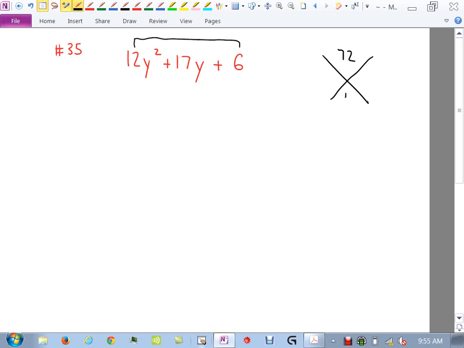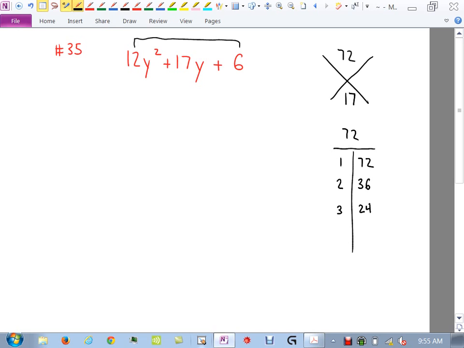The number here, 17, right? All right, so now I'm going to start listing out factors of 72. 1 and 72, is that going to work? No. 2 and 36, no. What am I trying to get? 17. All right, 3 and 24, getting closer, right? Because if I subtract these, I get a 21, so I'm getting closer to 17.